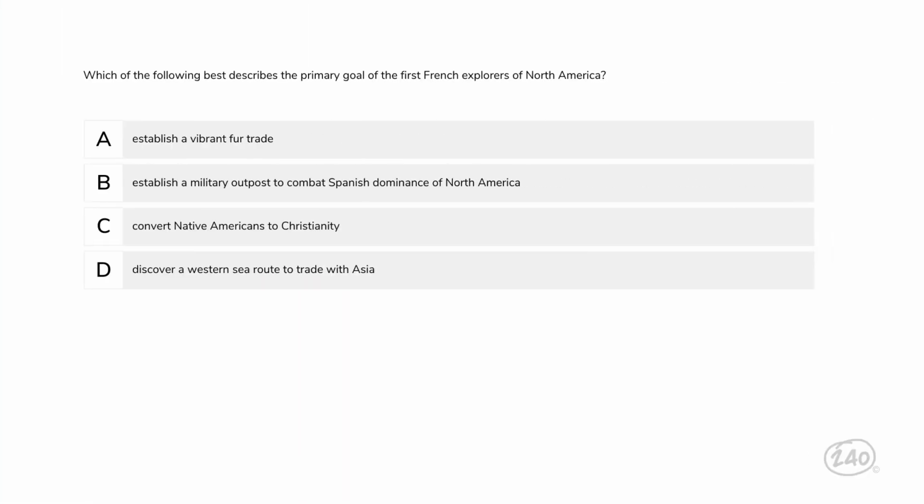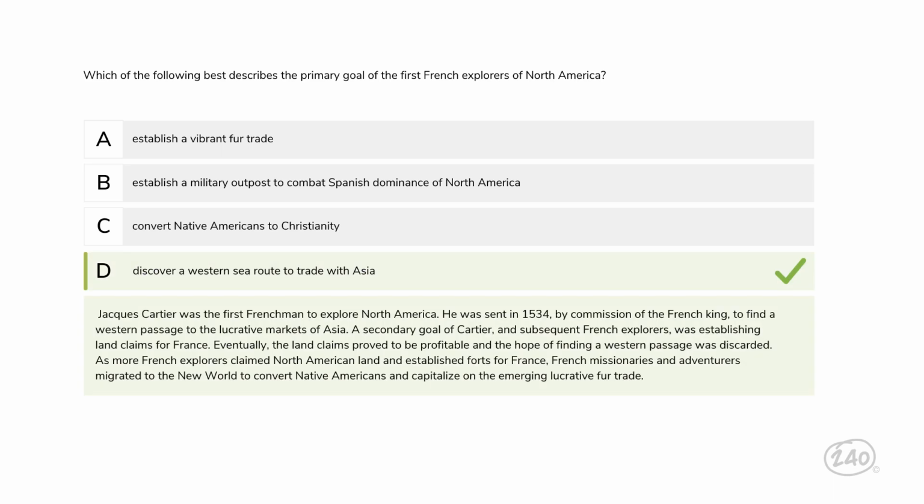All right, let's move into world history and take a look at the next question. Which of the following best describes the primary goal of the first French explorers of North America? France wanted to discover a western sea route to trade with Asia, also known as the Northwest Passage.